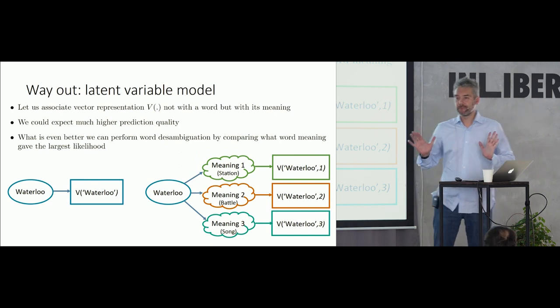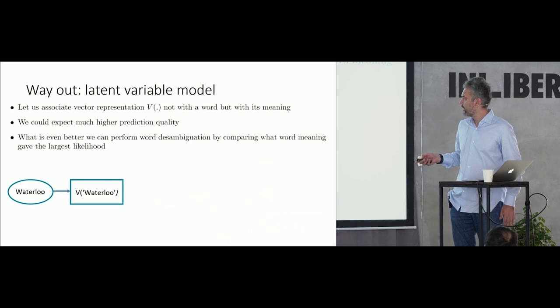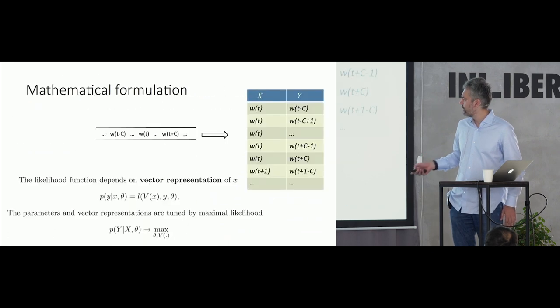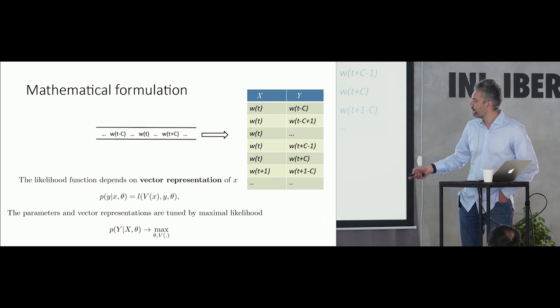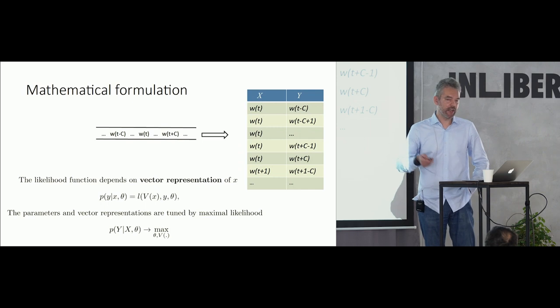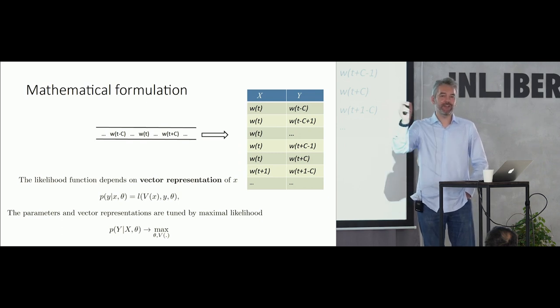This is possible. We can easily extend the model, and instead of vector representations for the words, we can substitute vector representations for the words and their meanings. And we can try to maximize the likelihood, just like we did in the word2vec model. The only problem is that during the training stage, we do not have access to the particular meanings of particular word occurrences. Do you agree?